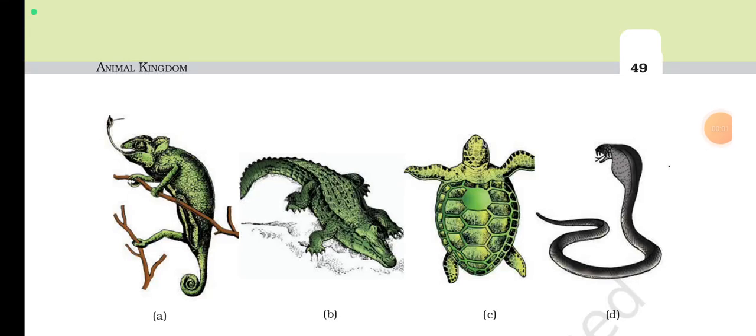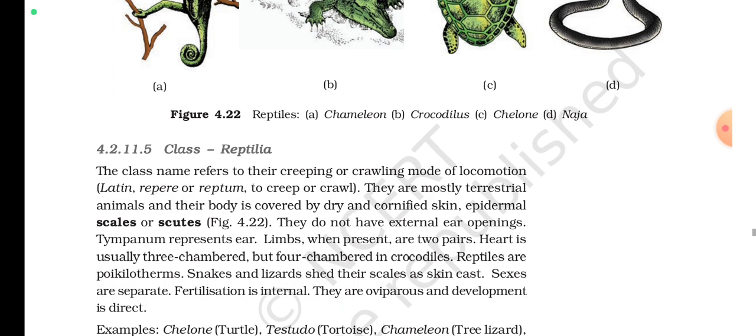Good morning, dear student. Today we are going to start the next class, Reptilia, under the superclass Tetrapoda. Dear student, in this picture you can see some examples of reptilians. You can see that they are creeping and crawling organisms. That means the class Reptilia refers to their creeping or crawling mode of locomotion.